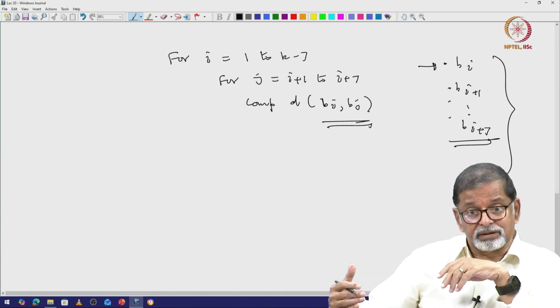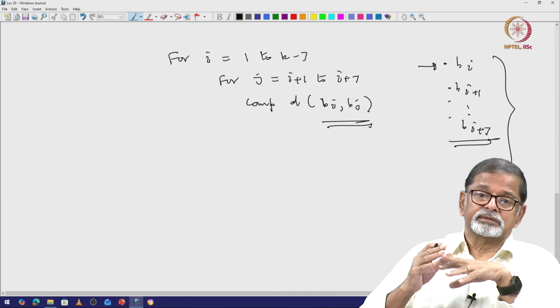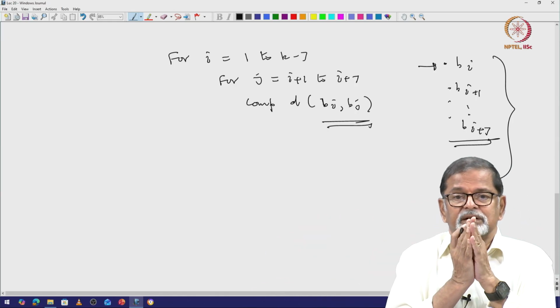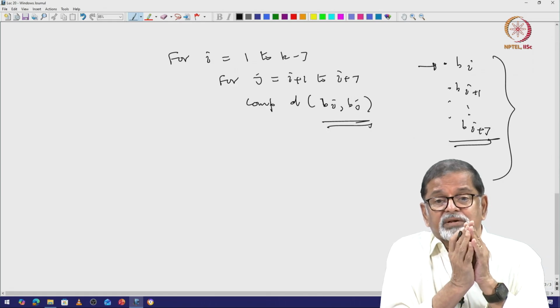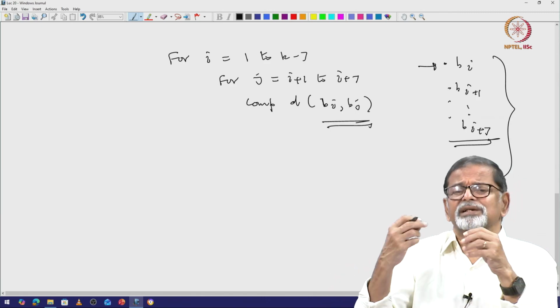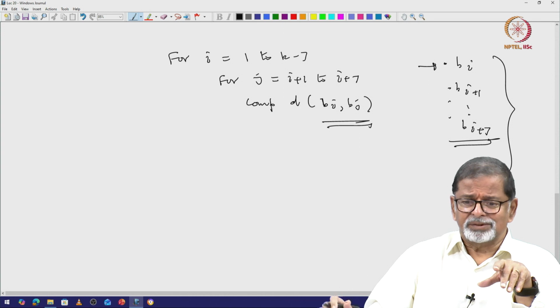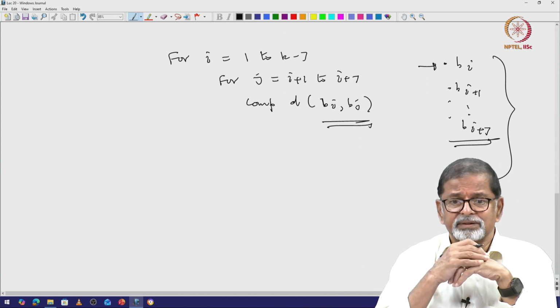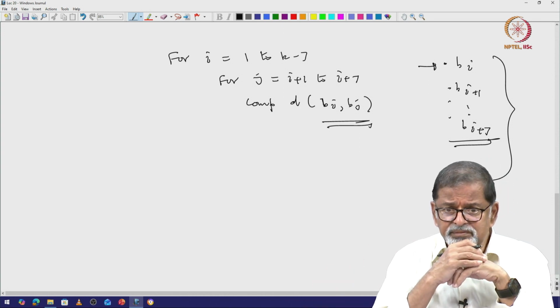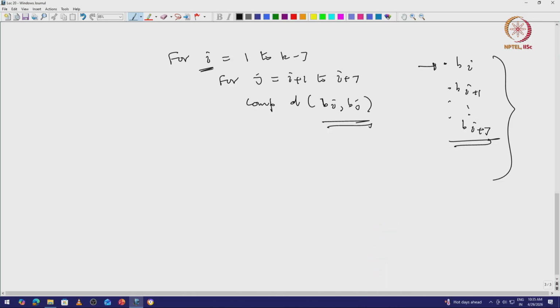The 8th point will be further down, way further down. It will not be within that delta cross 2 delta box. In fact, even some of them may not be there, but we do not have to do any test. We have a guarantee that you do not have more than 7 points. Therefore, per point you are doing only 7 distance computations.